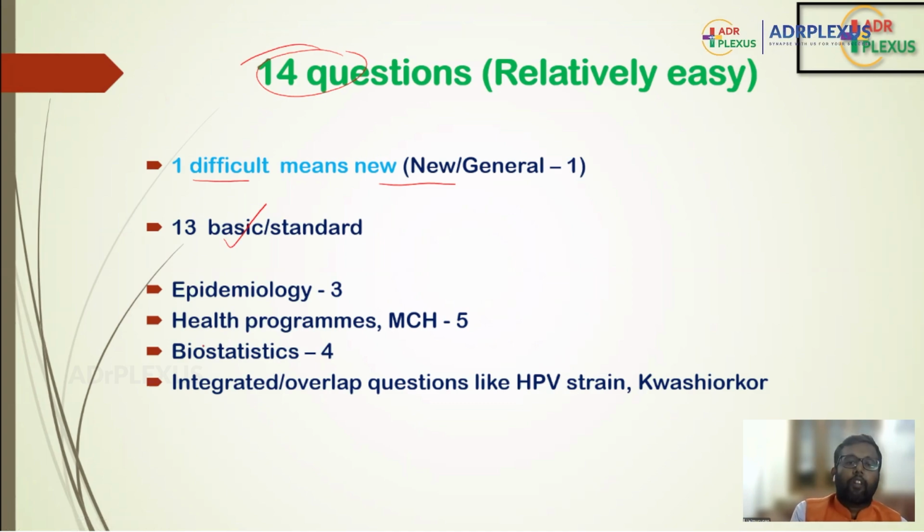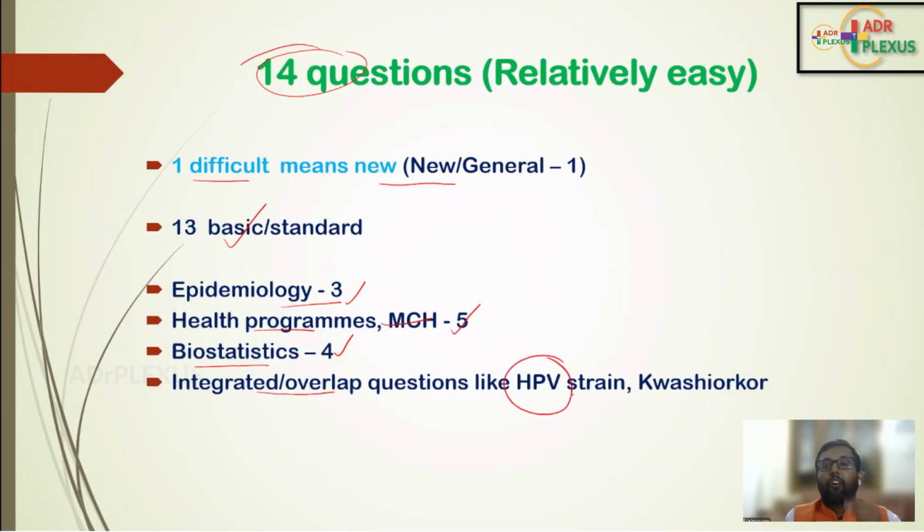Most of the questions are from biostats. As usual, biostats had 4 questions, but this time all the biostats questions were easy. Health programs and MCH contributed 5 questions. They were also easy. Epidemiology had 3 questions, 1 or 2 like the mobile medical unit needed application. Then there were integrated questions like strains of human papilloma virus for cervical cancer, HPV 16 and 18. Then kwashiorkor, which means protein deficiency, there will be swelling or edema. So these were the questions.